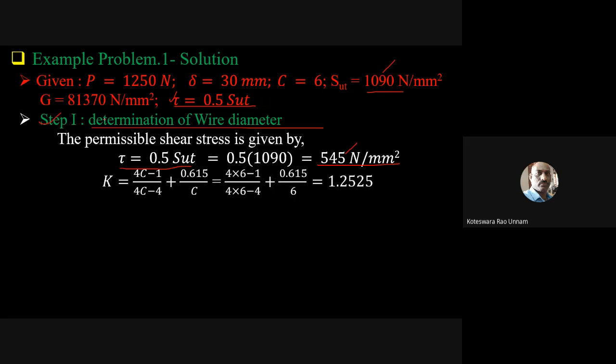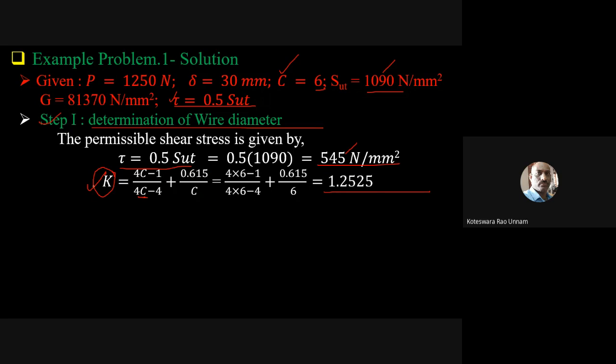Then in order to calculate this wire diameter, here the load is static load, so I need to use the Wahl stress correction factor to include both direct shear as well as curvature effect. This is the formula for K, the stress correction factor, which is given as (4C minus 1) by (4C minus 4) plus 0.615 by C. C is given as 6 here. If I substitute C equal to 6 and evaluate, I get 1.25.